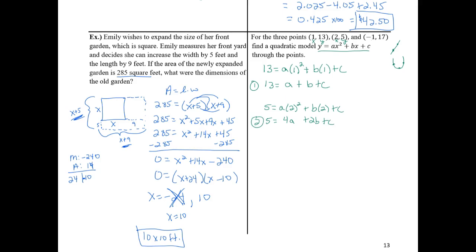And I'll do the same thing with the last point, (-1, 17), replacing y with 17, replacing x with negative 1. So a times negative 1 squared plus b times negative 1 plus c. So I have negative 1 times negative 1 is a positive 1. Positive 1 times a is just a. Negative 1 times b is negative b plus c.